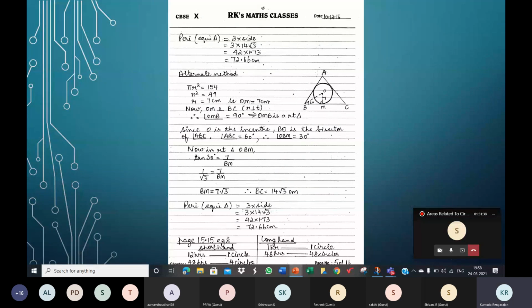Now see the other method, children. Now we have learned cyclic quadrilateral, right? If you can draw a circle passing through the four vertices of a quadrilateral, it is called a cyclic quadrilateral.